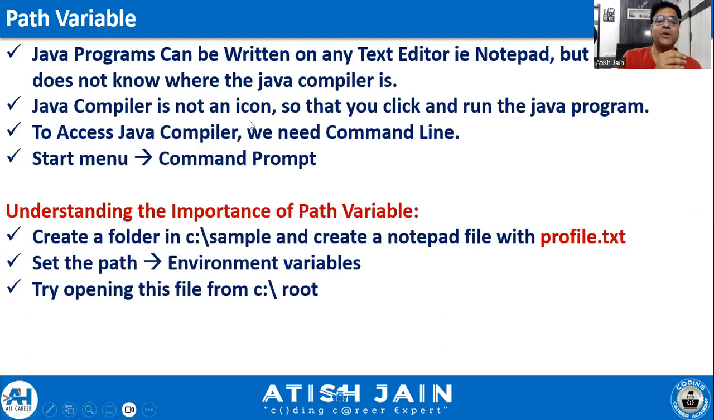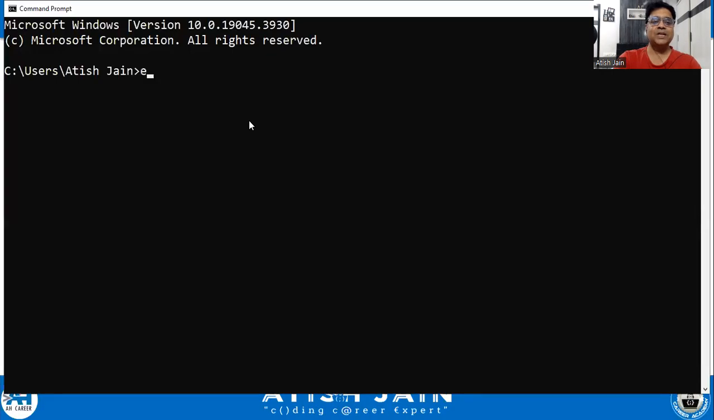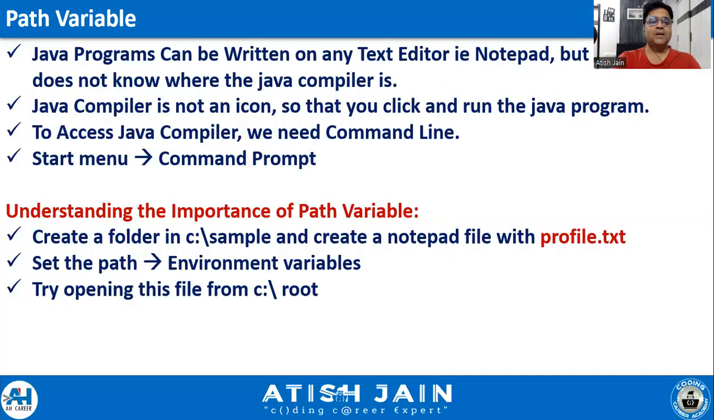And the compiler is not like an icon. After installation of Java, if you look at your desktop, you won't find anything, because the Java compiler is not an icon that you just click and check out. To access the Java compiler, we need the command line. Means you need to go to the command prompt interface, and from here you need to run your Java programs. Is it clear? You need to access your Java compiler from the command prompt. So you need to understand the importance of the path variable, so that you understand why you need to set the path for the Java compiler. So let me show you something very, very interesting.